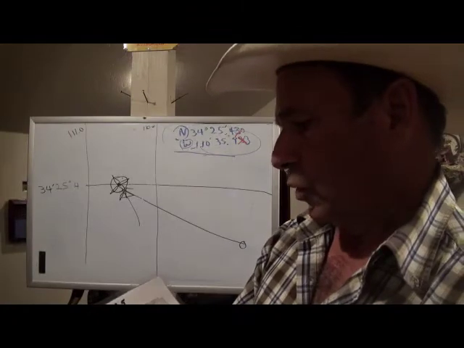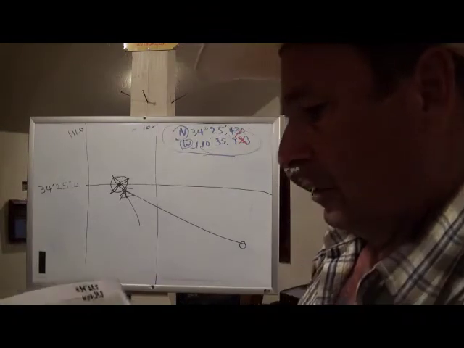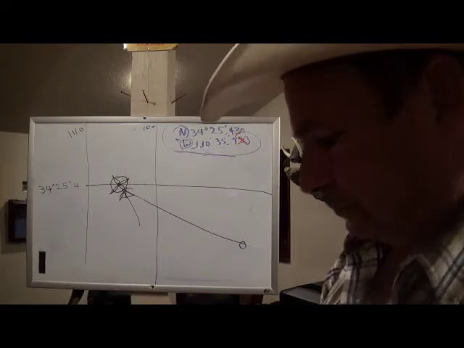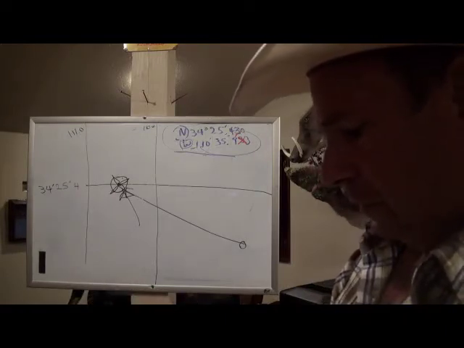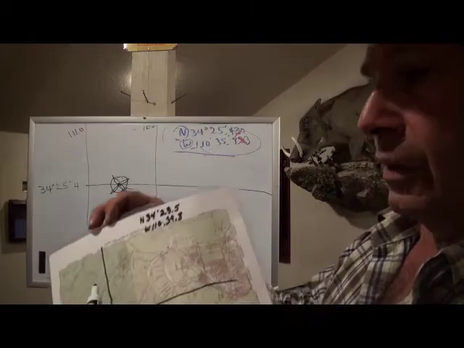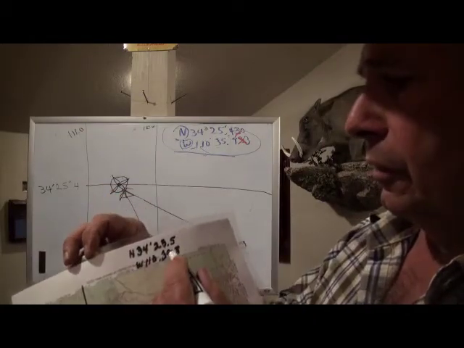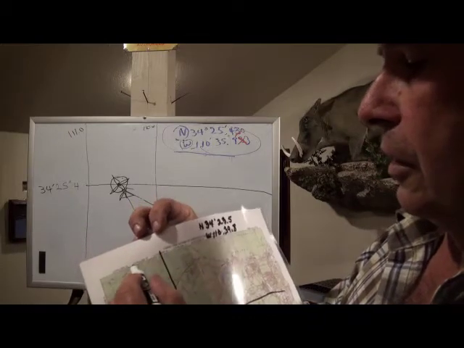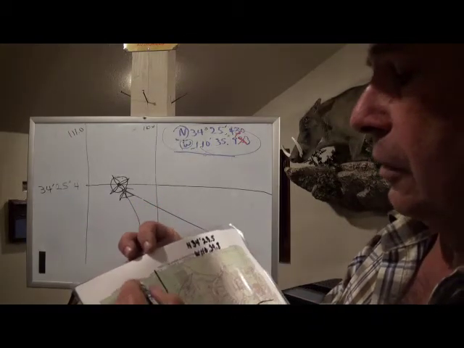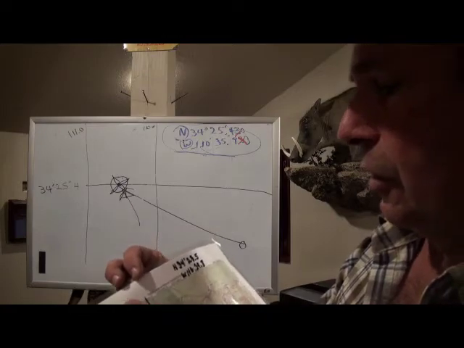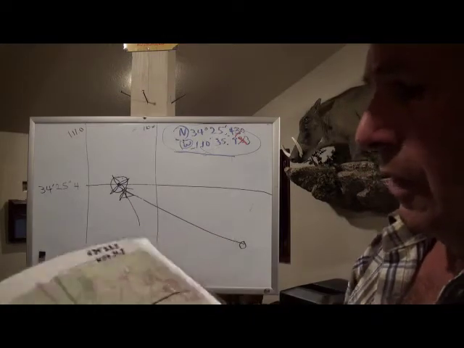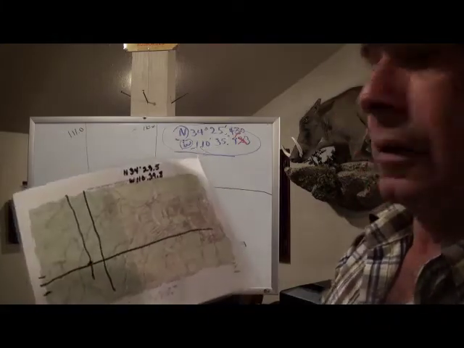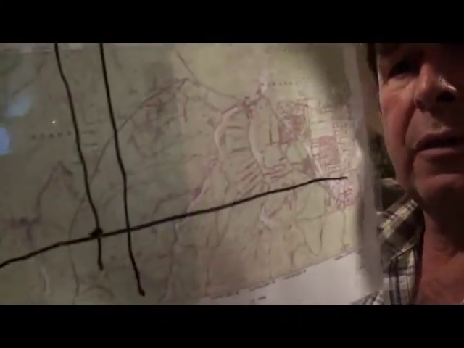All right, the next number was 110.39. So that line is right there, but 110.39.8. So 110.39, 110.40 is right here. So I'm right there, and that's it.